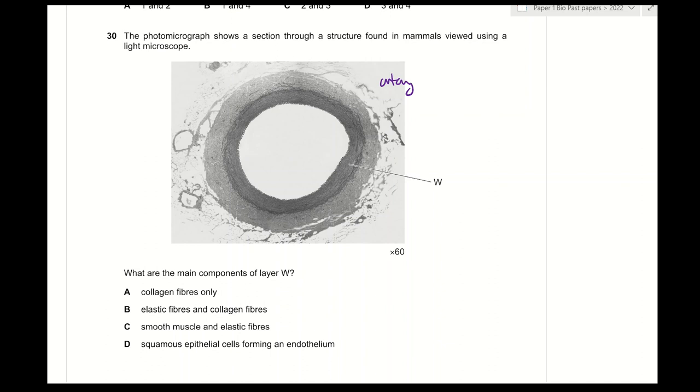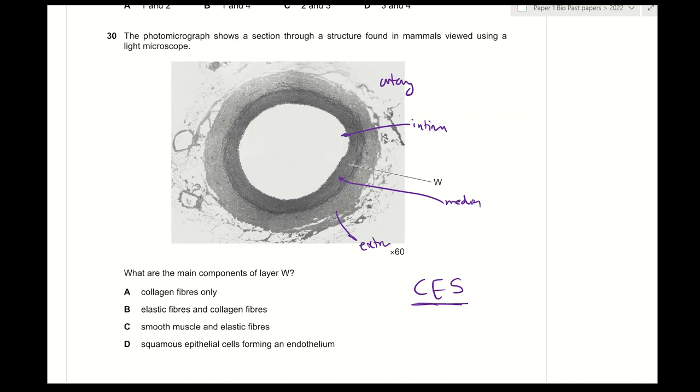So let's start with the labeled layers of the artery. Now the very inner layer is tunica intima, and the middle layer is tunica media, and the outer layer is tunica externa. So it's made of three layers. Now the tunica intima is made of epithelial cells, and the tunica media is made of all three: collagen, elastic fibers, and smooth muscles. So an acronym to remember it is CES. So collagen, elastic fibers, and smooth muscles.